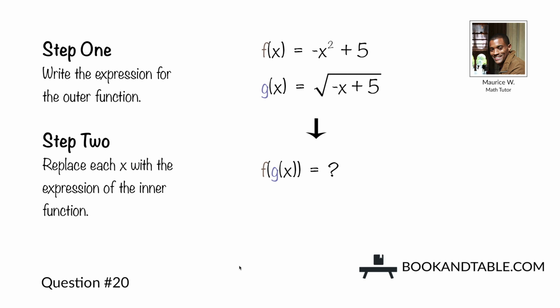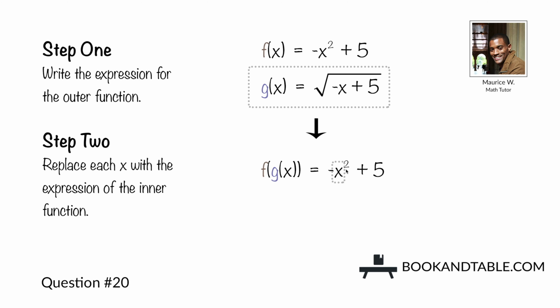Step 1, write the expression for the outer function. So we'll test f of g of x first. So the outer function is the f function, which is negative x squared plus 5. And now step 2, we'll replace each x with the expression of the inner function, which is our g function.